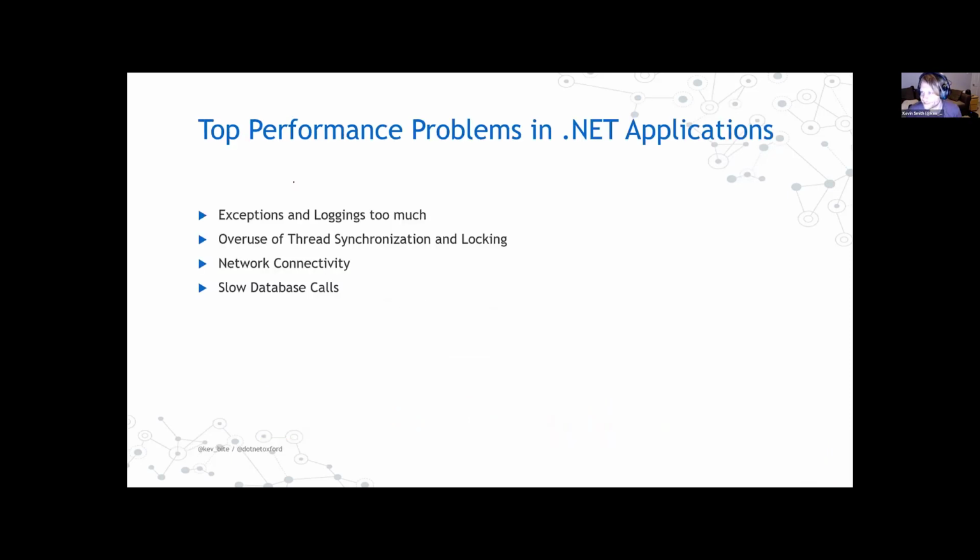So the top performance problems in .NET applications, these are the 4 top performance issues. So exceptions and logging too much. People log far too much in their applications, which slows them down. And most of the time you just write it to disk or throw it over a network for your logs.